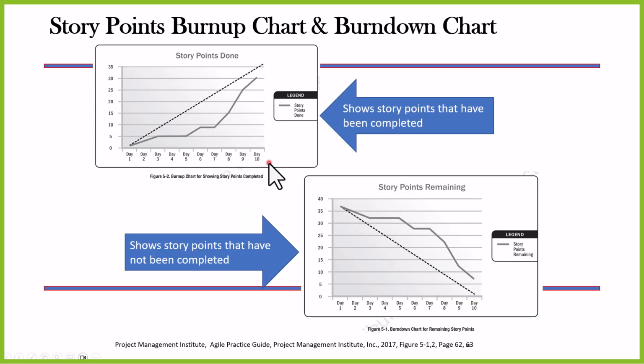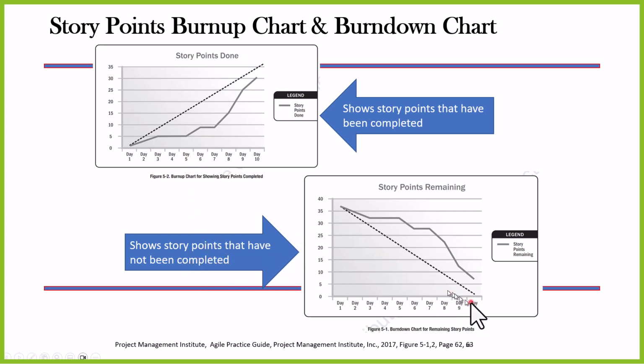Story points, we talked about that. This is a burn-up chart. We have a plan. We plan to complete 35 different stories in 10 days. This shows us our progress here. Now, this can be used to measure iterations also. In this case, we're doing stories, but you can use it to measure iterations. And then this shows story points that have not been completed.